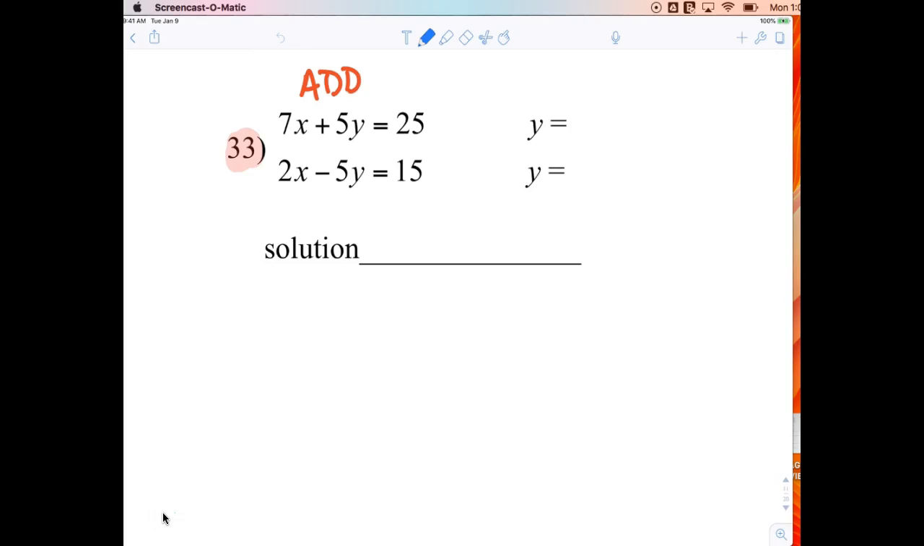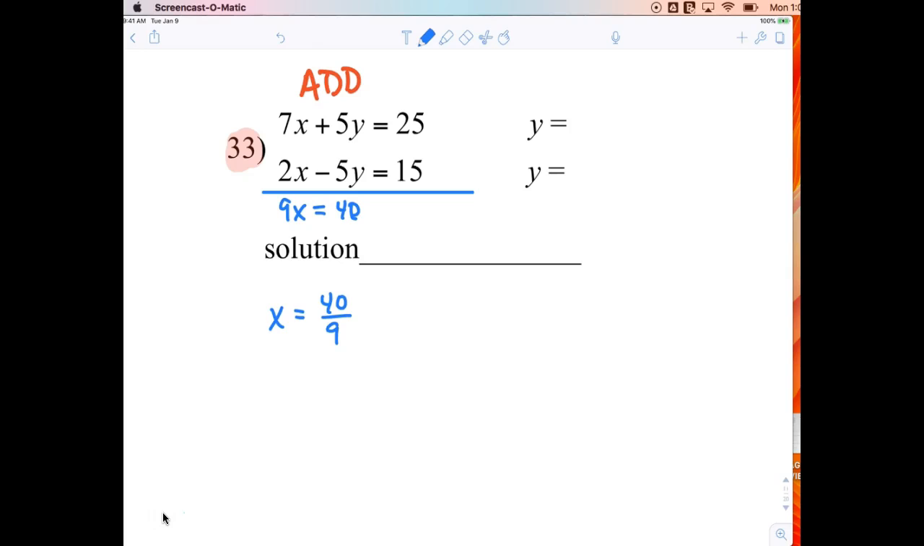All right, now listen, do me a favor here. We're adding these. So we have this straight across. When you add, you end up with 9x is equal to 40. So now we have x is equal to 40 over 9.